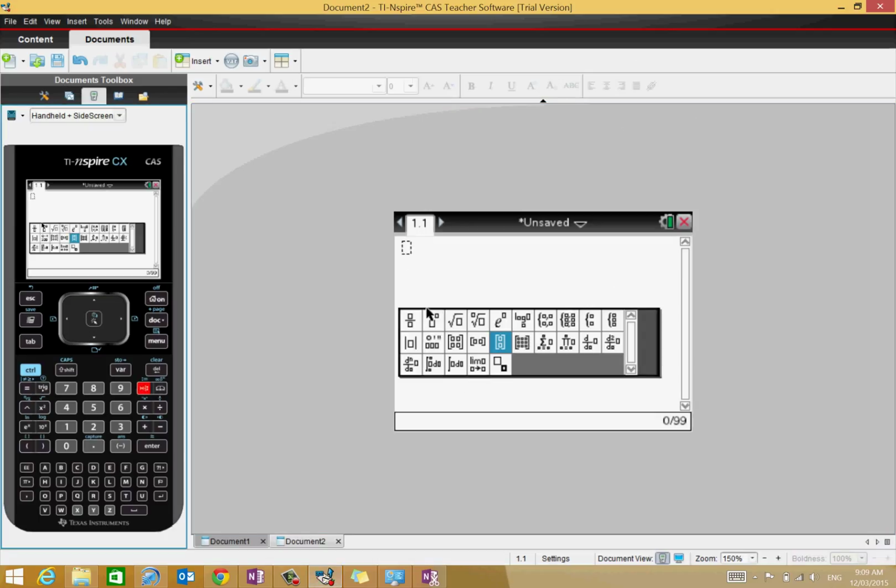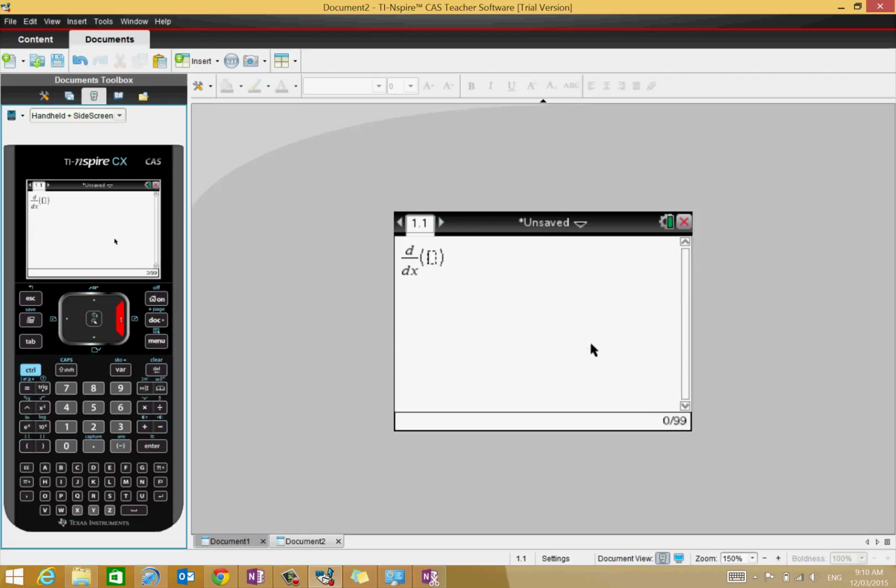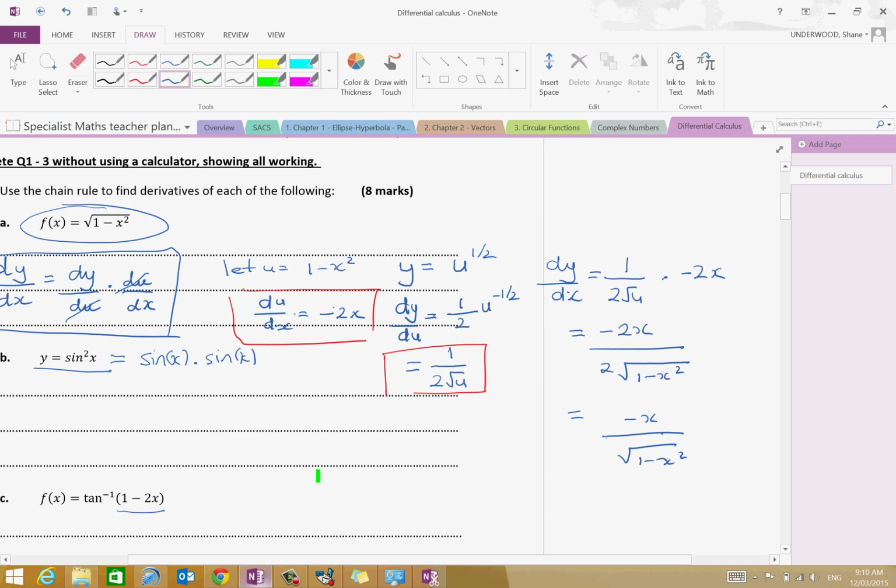Go to your elements key. And then, let's have a look at this. We've got d by something. Okay, use that one. And d by dx of the square root of 1 minus x squared. If we go across here and press enter, look at that, minus x over the square root of 1 minus x squared. Isn't that brilliant? I can derive a basic thingy.